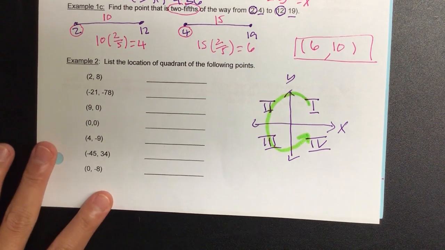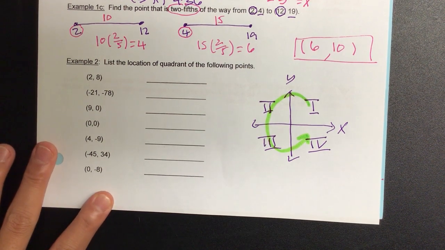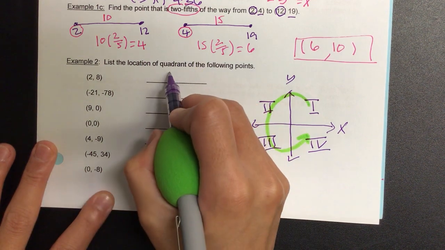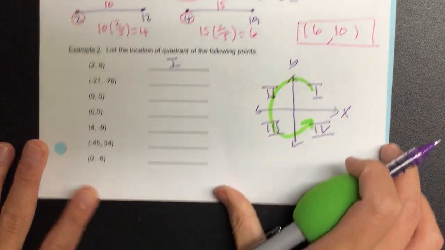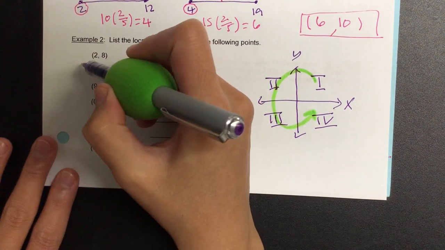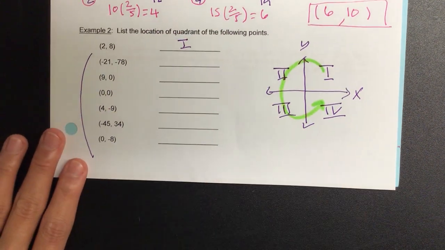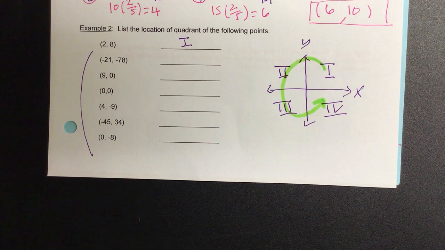And I want the best answer possible. So if I were to plot 2, 8, which quadrant am I going to land at? 1. Okay, let's partner up for the rest of them. Talk to your neighbor.